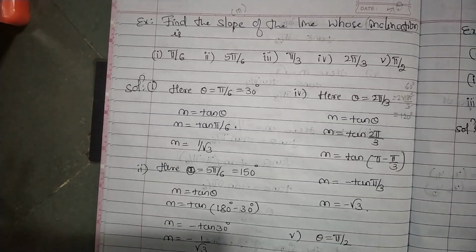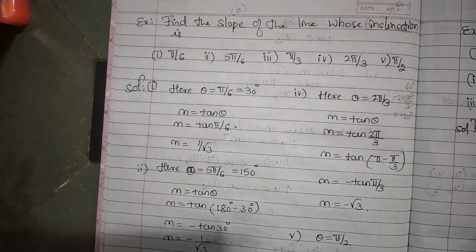Welcome back. In the last class, we have studied the concepts of slope of a line, slopes of parallel and perpendicular lines, and slope of a line joining 2 points. Let's recall the concepts once again. So, slope of a line.